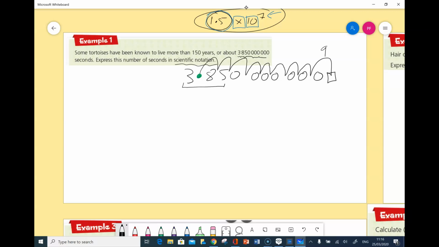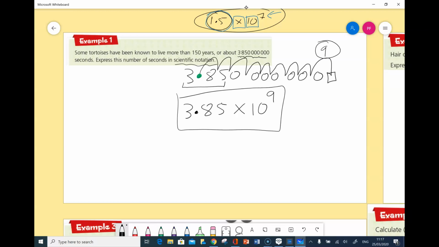So you take the number you have here, 3.85. You write multiply by 10. You always write multiply by 10. And then the amount of numbers you jump to get to the end is what you put here. So 3.85 by 10 to the power of 9. That is 3,850,000,000 in scientific notation.